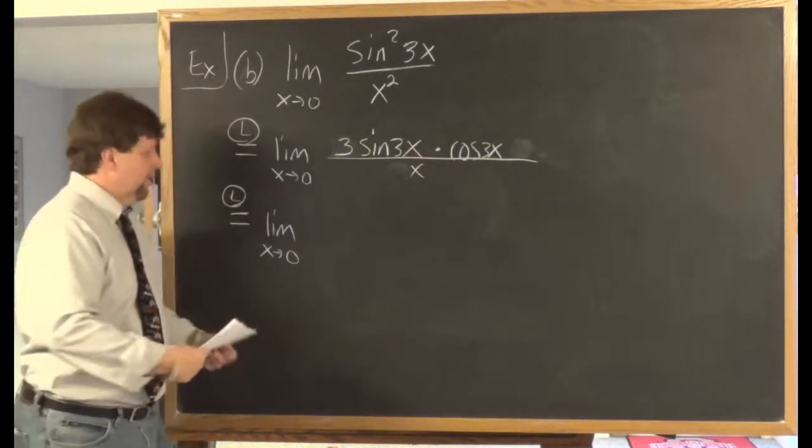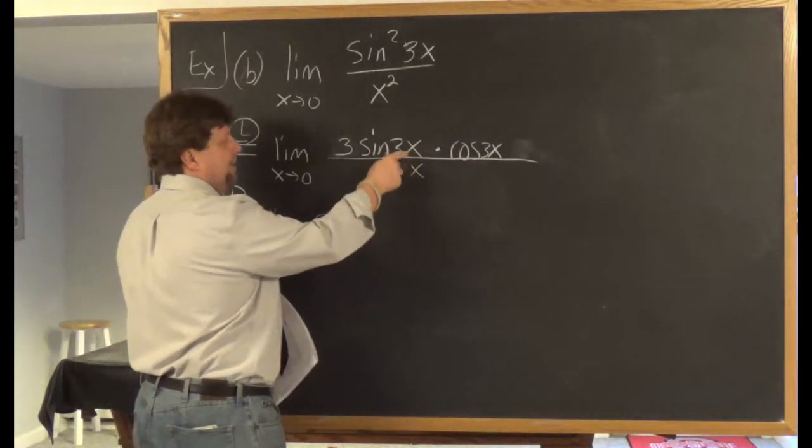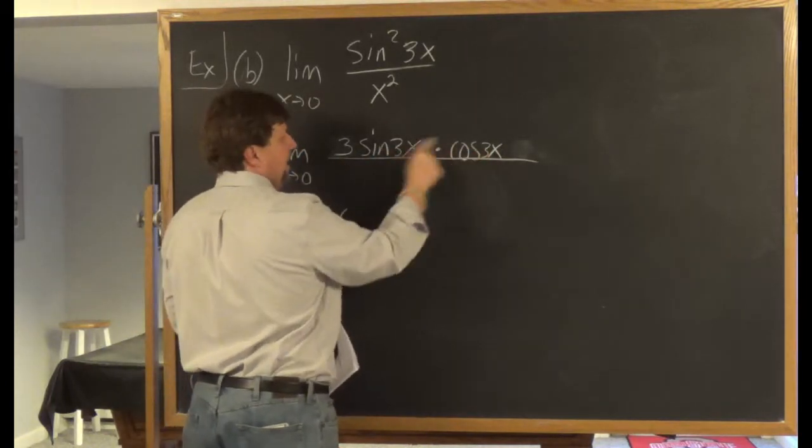It's of the form 0 over 0. So we take the derivative of the numerator. Now we have to remember the product rule here. So it's 3 times the product rule.